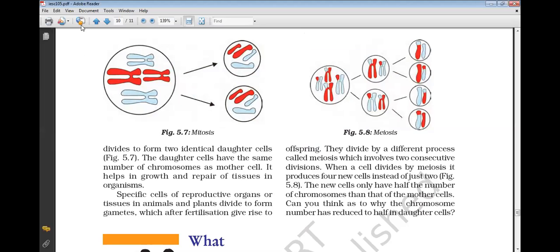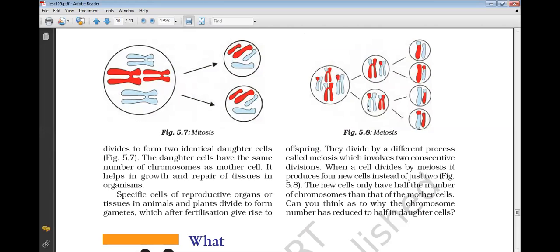What was in mitosis? In mitosis, the mother cell was divided into two daughter cells, and each daughter cell had how many chromosomes? Four chromosomes. And in meiosis, you will find the mother cell divides into two daughter cells, and the two daughter cells have how many chromosomes? Two chromosomes, that is half the number of chromosomes. If the mother cell has four, then two chromosomes are there.